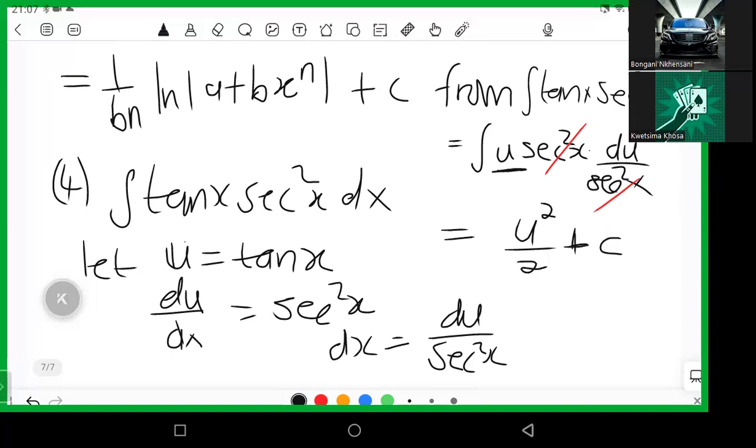When we integrate u with respect to u, then we're going to have 1 over 2, then u we know is tan x, squared, plus c. So this will be our final answer.